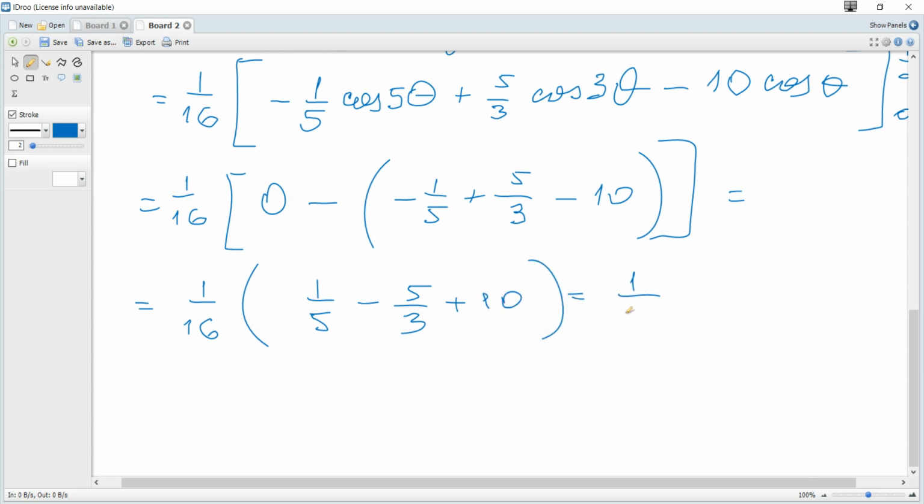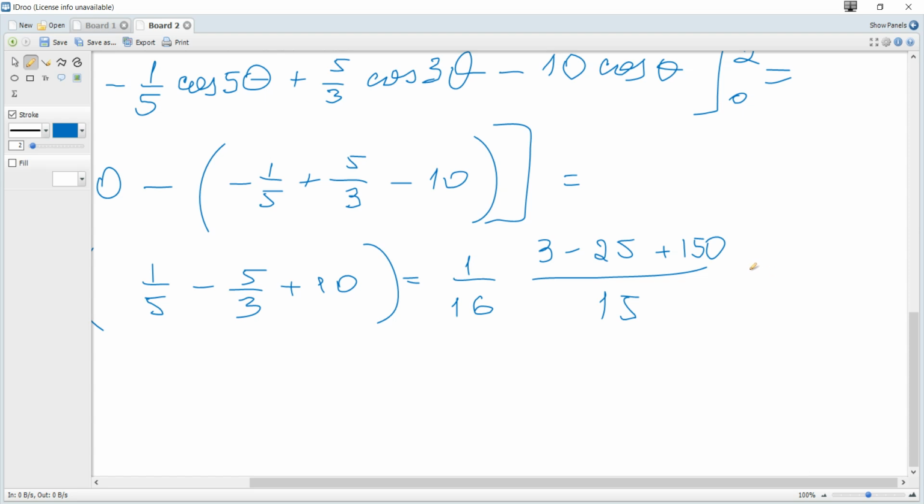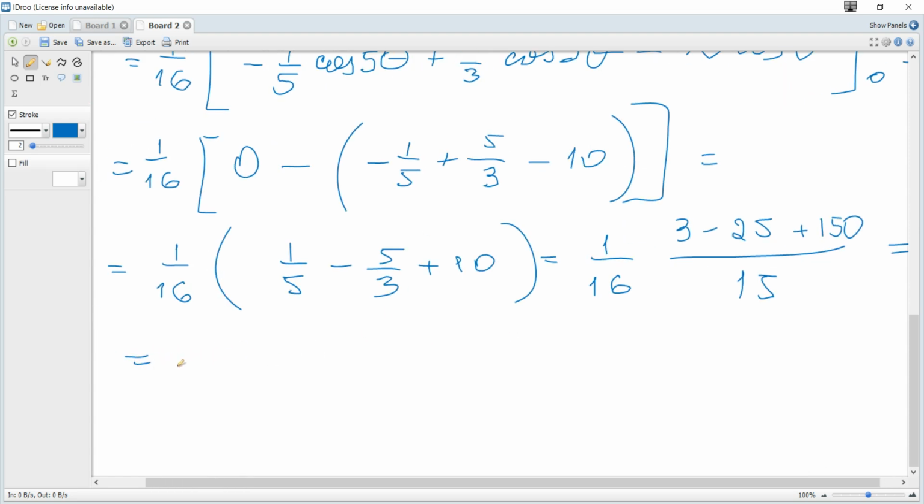Let's do a common denominator, which is 15. So it's what, 3 minus 25 plus 150, and it's what, 125 plus 3, 128 over 16 and over 15.